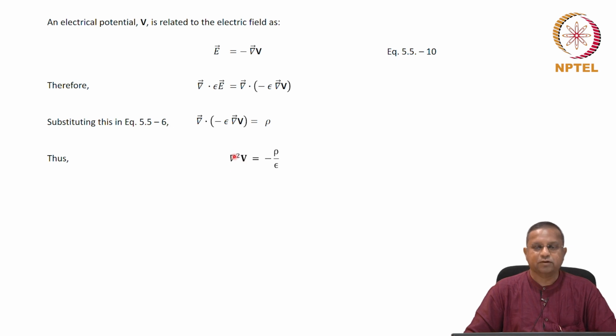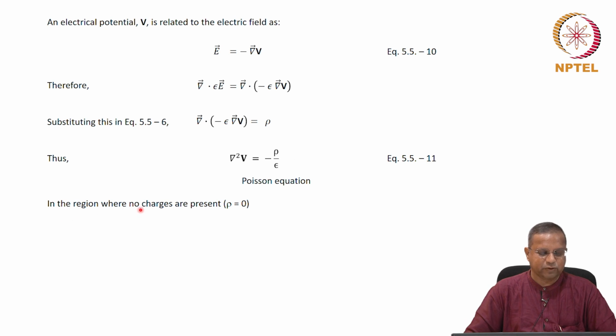So del squared of V equals minus rho by epsilon. Equation 5.5-11. This equation is called the Poisson equation, which is very useful in the analysis of many systems. People have used this equation as such to analyze systems.